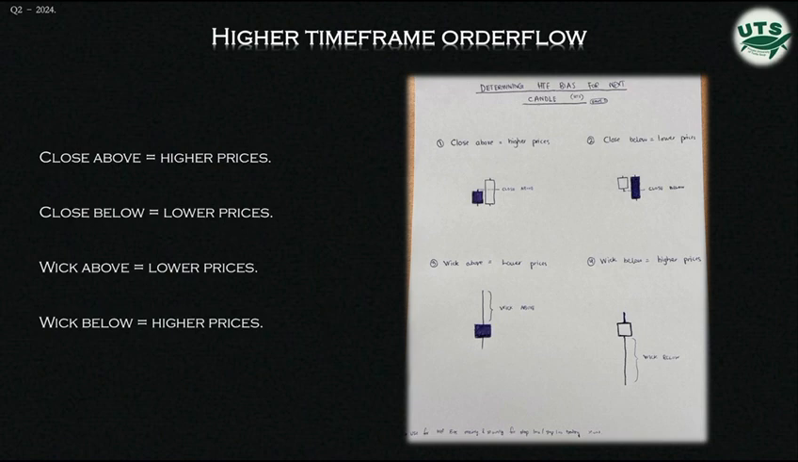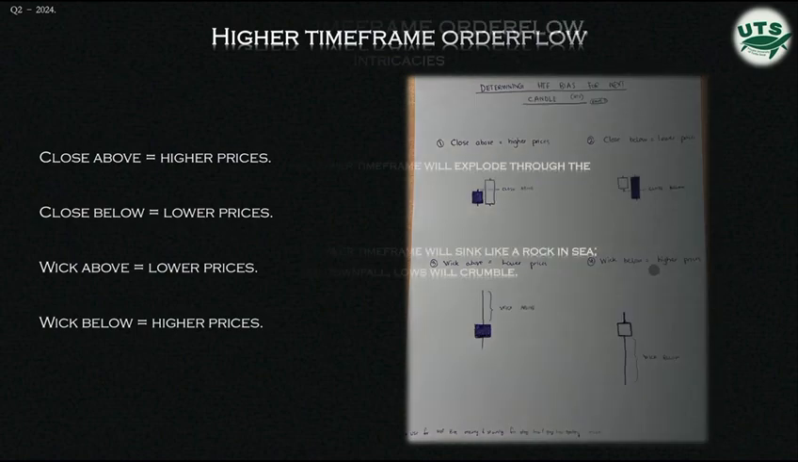Right, so which means the next candle on the higher time frame, the daily, for example. If today's daily candle closes above yesterday's daily candle, what's going to happen? What's likely going to happen is you're going to have a chance to buy below the open of tomorrow. Close above, higher prices. Close below, lower prices. Wick above, lower prices. Wick below, higher prices.